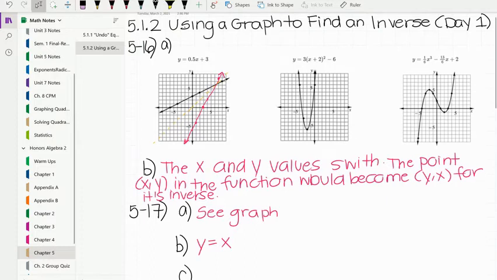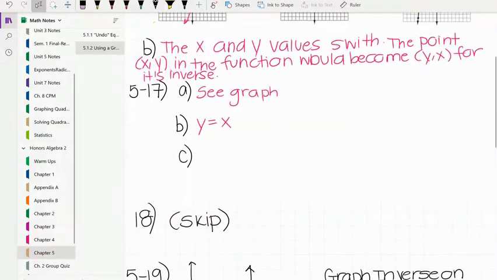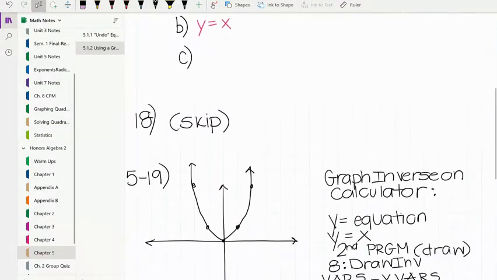But at this point, we should feel comfortable. We know how to find an inverse algebraically. Now we know how to find it graphically. So we're going to go ahead and skip question 18 and move to question 19.